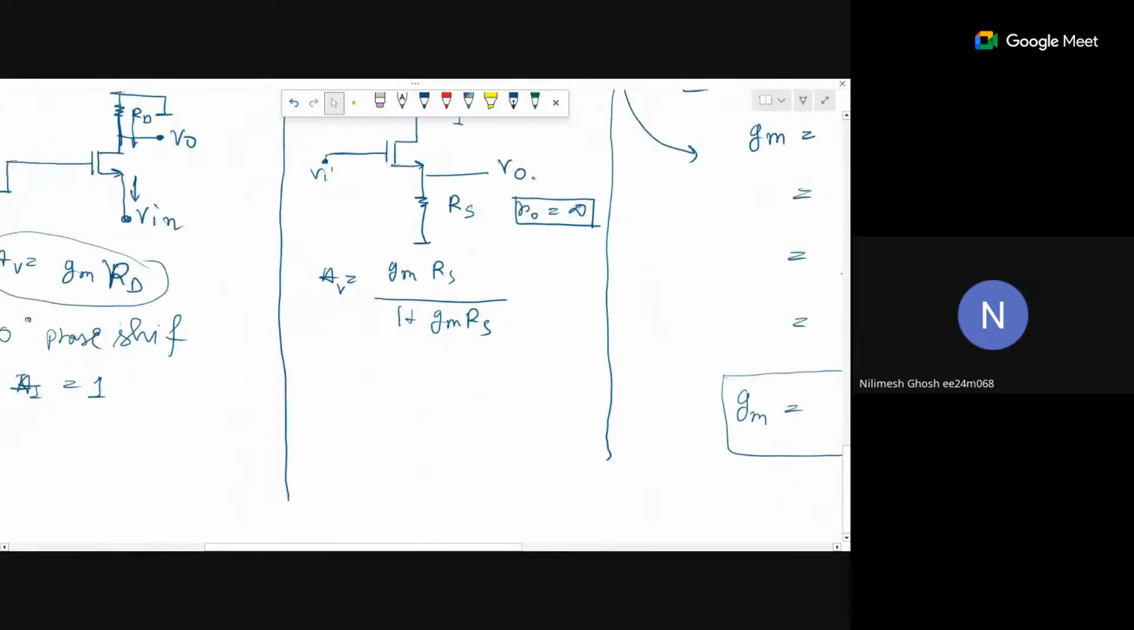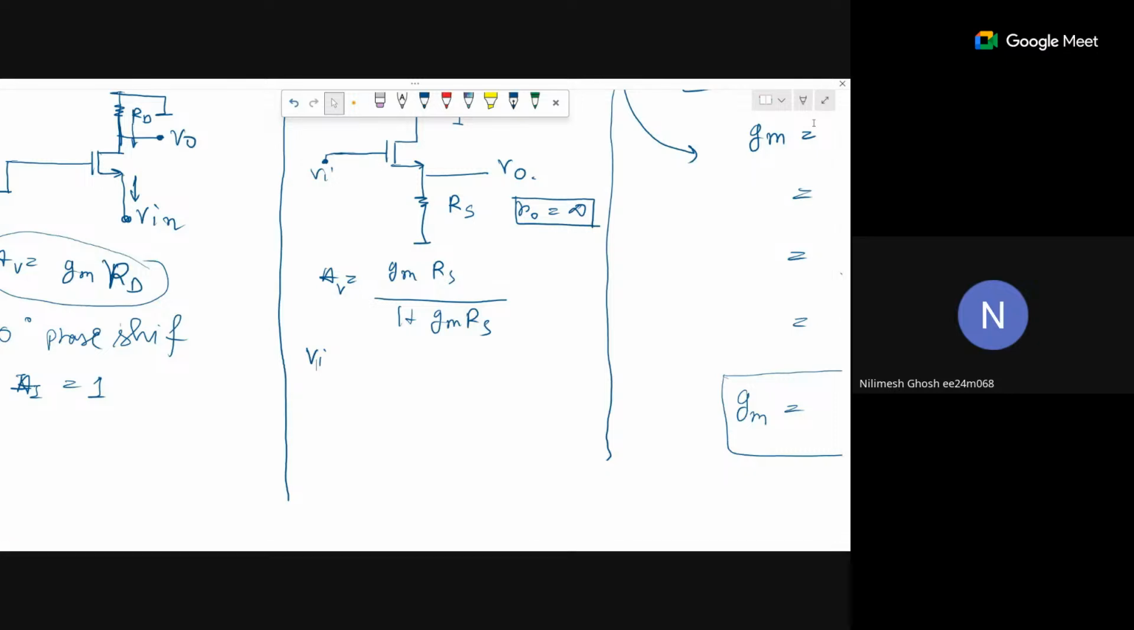And this voltage gain has no sign change, right? So if you give some voltage Vi, you will get some voltage out also. Now, with this configuration, how much is the maximum voltage gain we can get here? GMRS by 1 plus GMRS. Oh, it will be 1. Maximum is 1. So we can't get more voltage gain here.